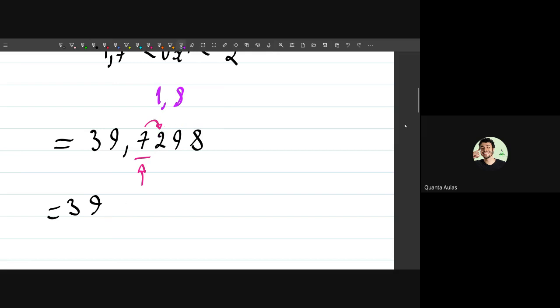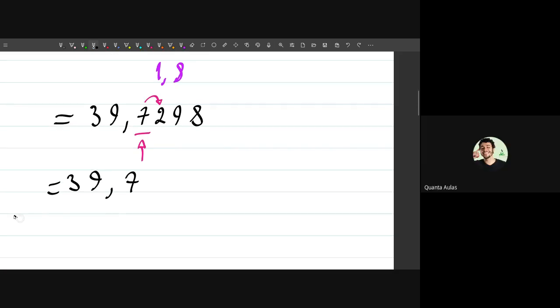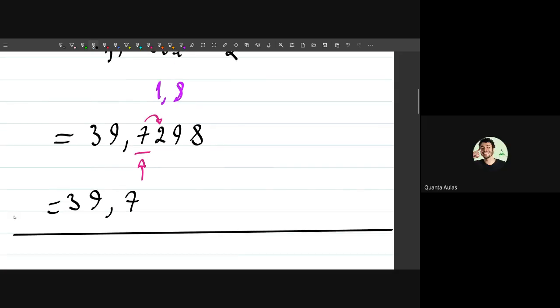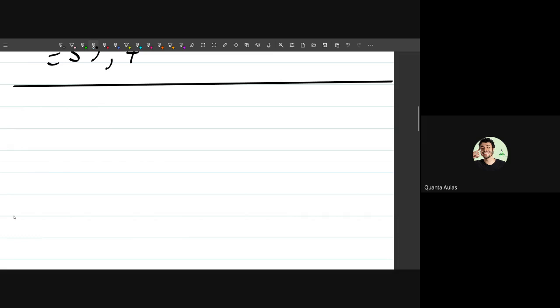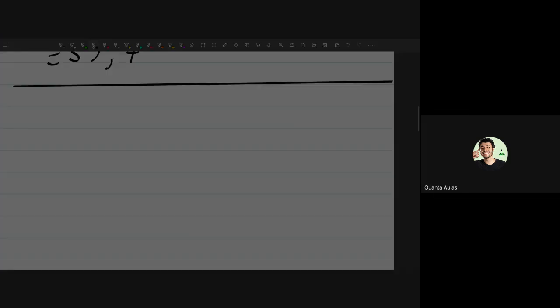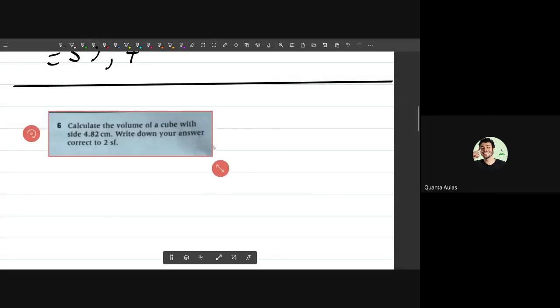The three significant figures, count the numbers behind. Okay, so is this it? Thanks. Next one. Let me see.